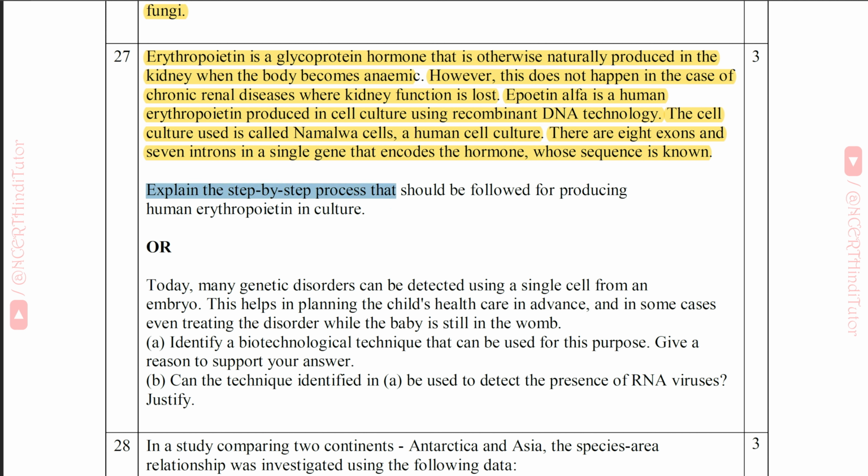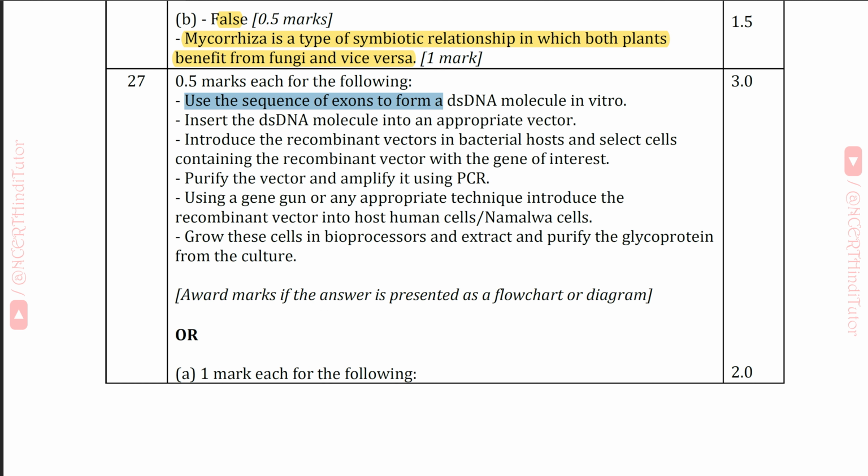Explain the step-by-step process that should be followed for producing human erythropoietin in this culture. Answer. Use the sequence of exons to form a dsDNA molecule in vitro. Insert the dsDNA molecule into an appropriate vector. Introduce the recombinant vectors in a bacterial host and select cells containing the recombinant vector with the gene of interest. Purify the vector and amplify it using PCR. Using a gene gun or any appropriate technique, introduce the recombinant vector into host human cells. Grow these cells in bioprocessors and extract and purify the glycoprotein from the culture.